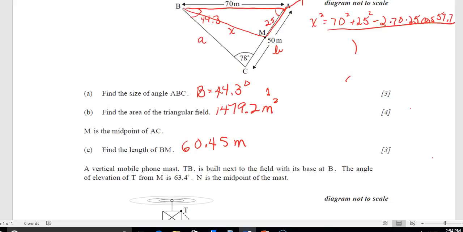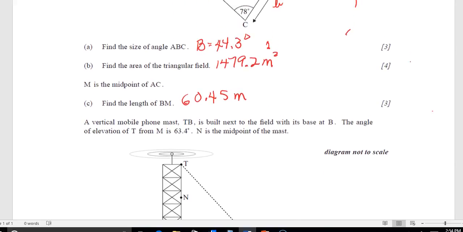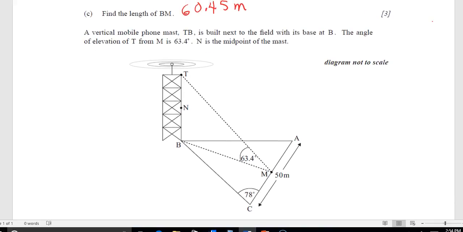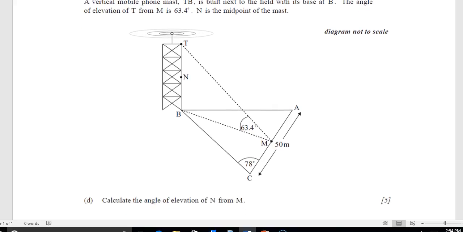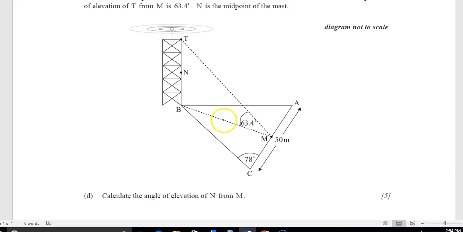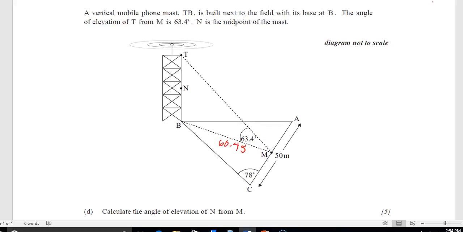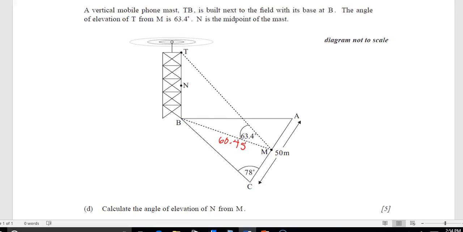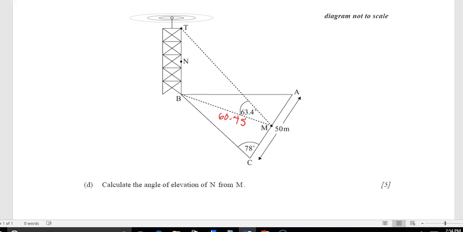All right, the last part. Okay, we just found BM on part C, and you're going to see that that crops up again in this part. In part C we found BM, and now in this next part, 60.45 is BM. So I'm going to come down here and label that before I get into this question. All right, so we have a tower. Does it tell us how tall that tower is? No. It tells us that the angle of elevation from M is 63.4 to the top of the tower. That's labeled. So everything is labeled pretty much.